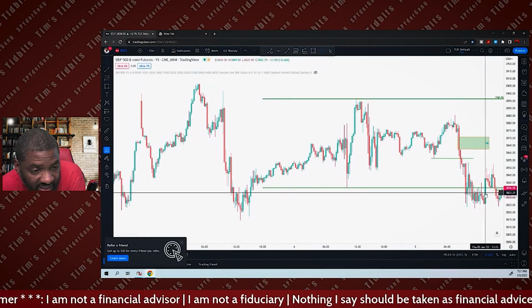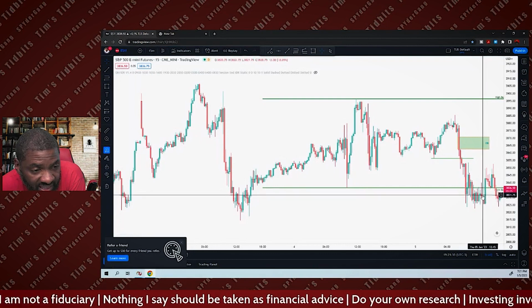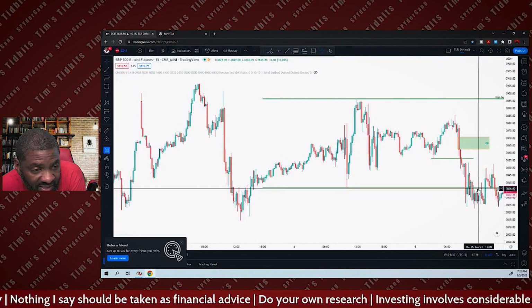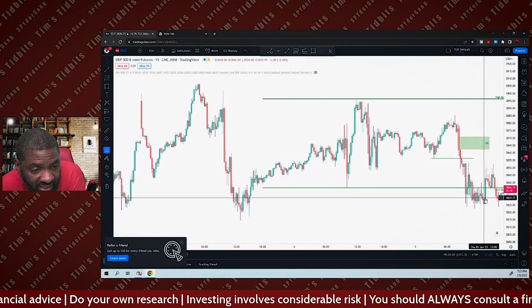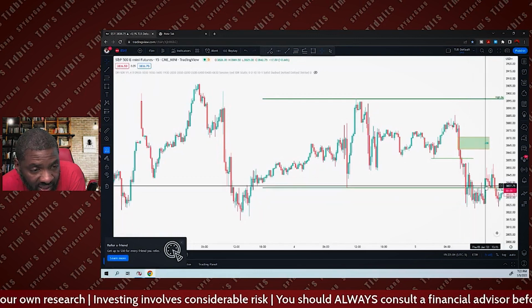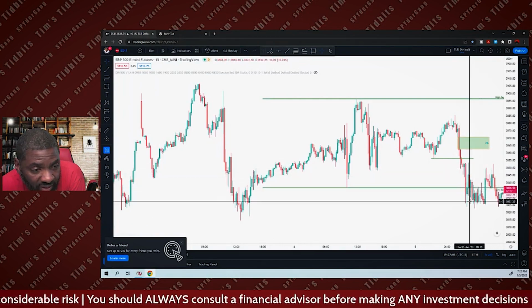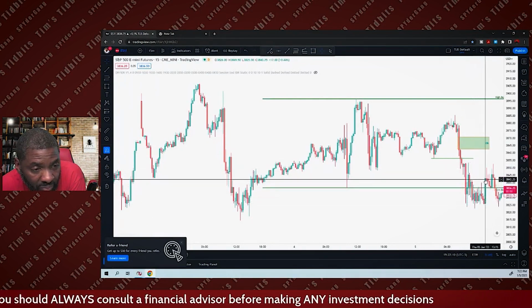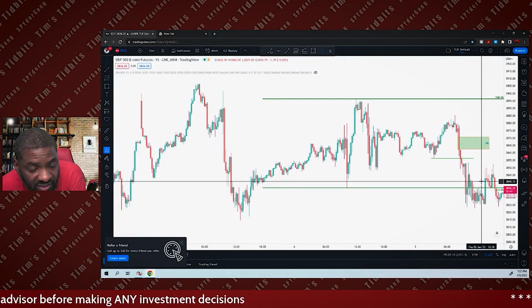Once we get out of the lunchtime, remember, this is yesterday's low right here. We're just chopping around yesterday's low, right? We get a nice move here. We're in the liquidity pool. We get a break in market structure to the upside, right?